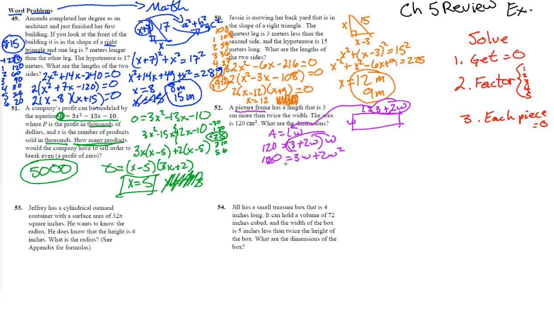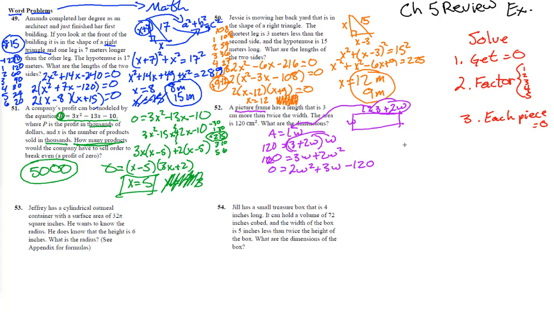We have a polynomial math equation. Yay, we're in happy math land. Let's get it equal to 0. So subtract 120 from both sides. We get 2w squared plus 3w minus 120. Oh boy, now we factor. Can we get anything out of there? Dang, we can't. So we're going to have to do it the long way.